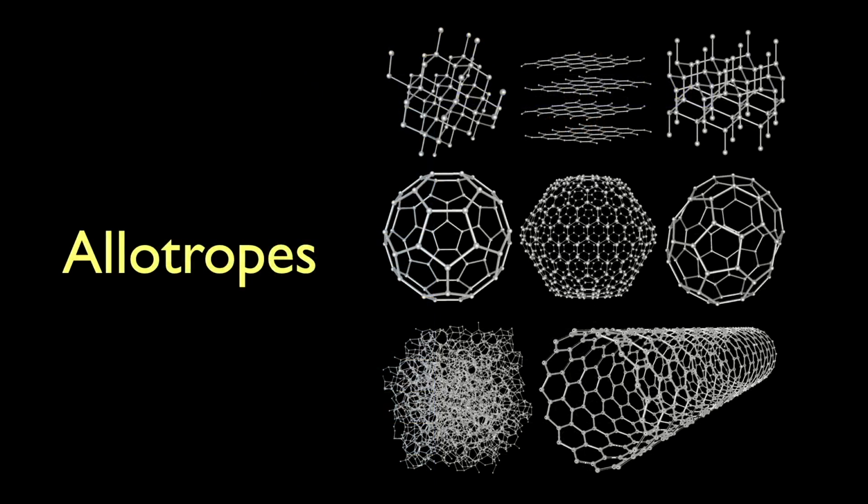You can build different forms of a pure element structurally. These are called allotropes. They're all pure carbon, but with different arrangements of their atoms. This is the arrangement of the carbon atoms in a diamond, where every atom is connected to 4 other atoms in a tetrahedral arrangement. Very strong.